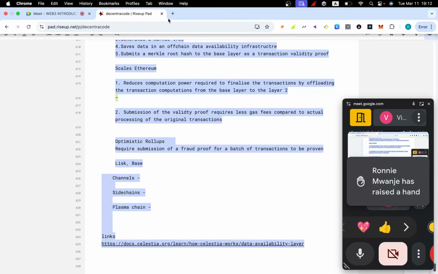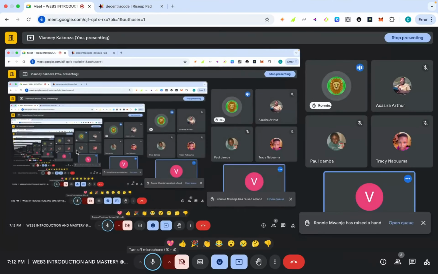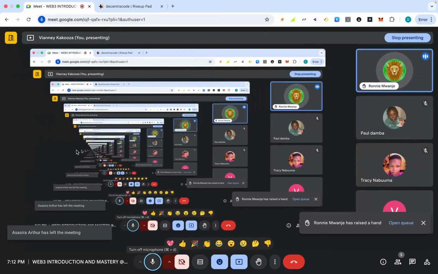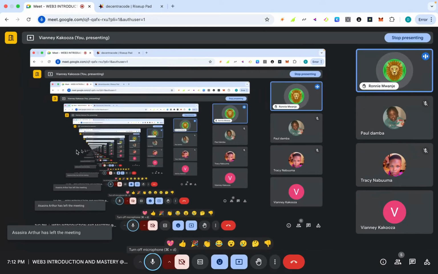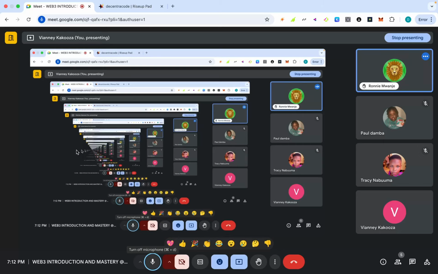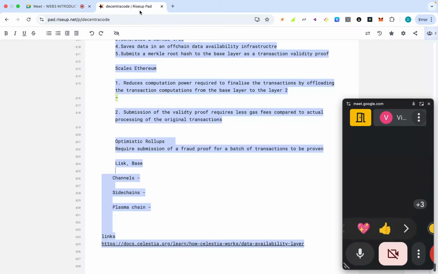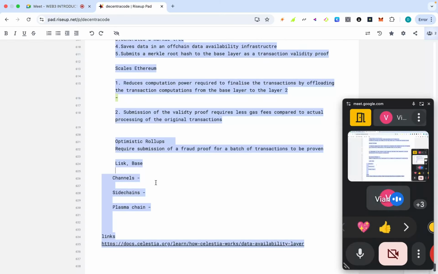Yes, Ronnie. So on those two rollups, which one is preferred? Which one is the best? Which one should be like the better one? Well, I won't say there's such a thing as the better one over the other. It really depends on the use case.